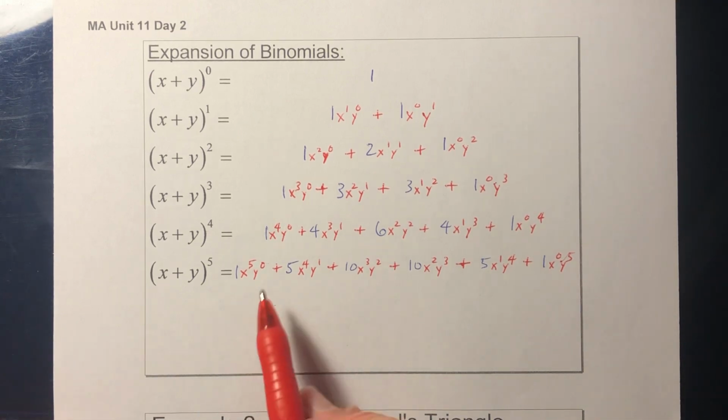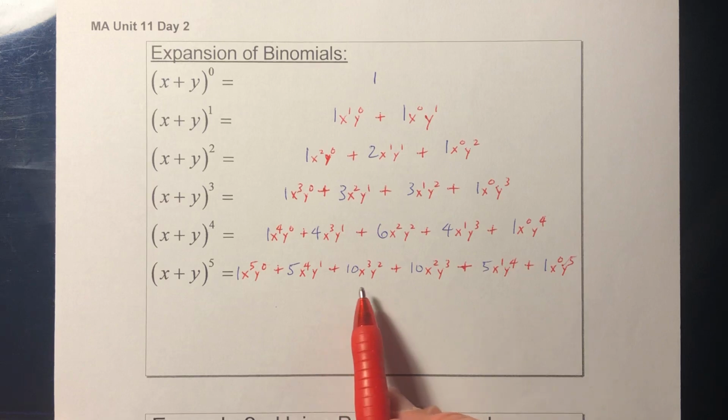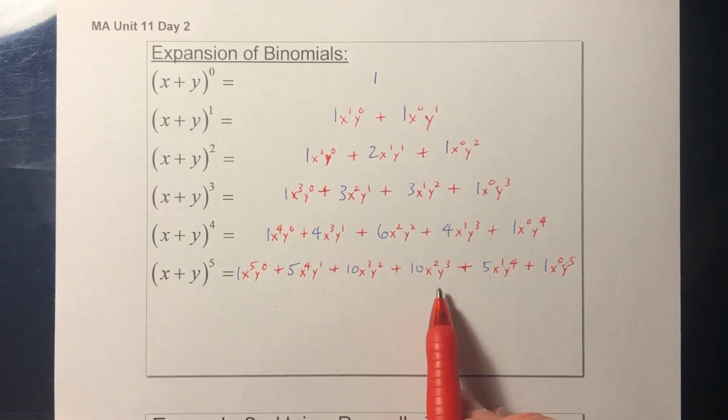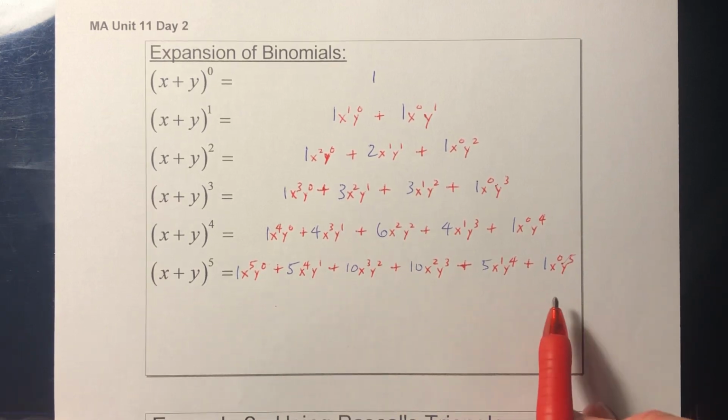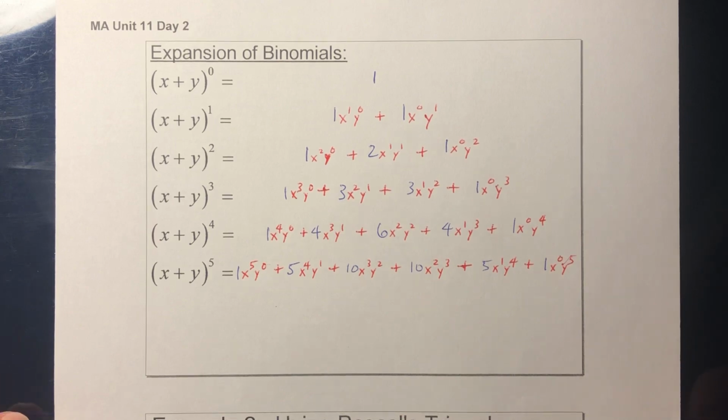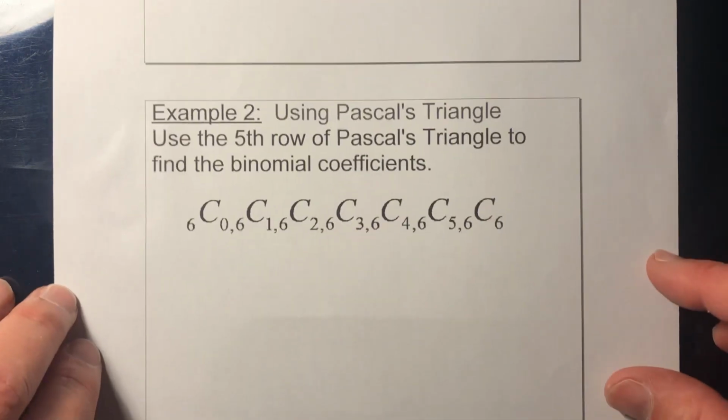So, clean that up, you get x to the fifth plus 5x to the fourth y plus 10x to the third y squared plus 10x squared y to the third plus 5x y to the fourth plus y to the fifth. Okay? All right.